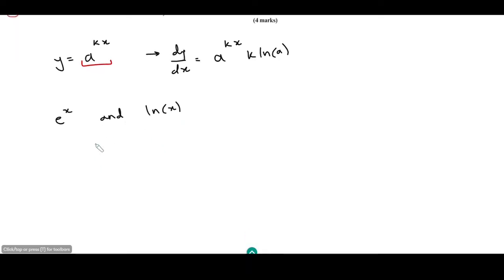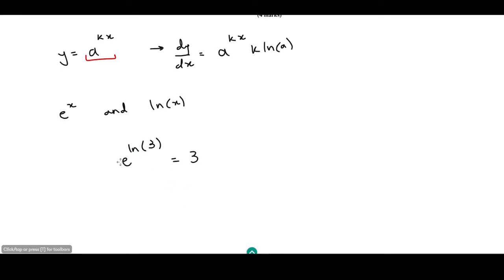More specifically, we're going to be considering e to the ln of something. For example, we know that e to the power of x and ln of x are inverse functions. Therefore, if you have e to the power of ln of, let's say, 3, this evaluates to just 3, because e to the x and ln of x are inverse functions, and therefore they cancel, and all you're left with is the argument inside here.